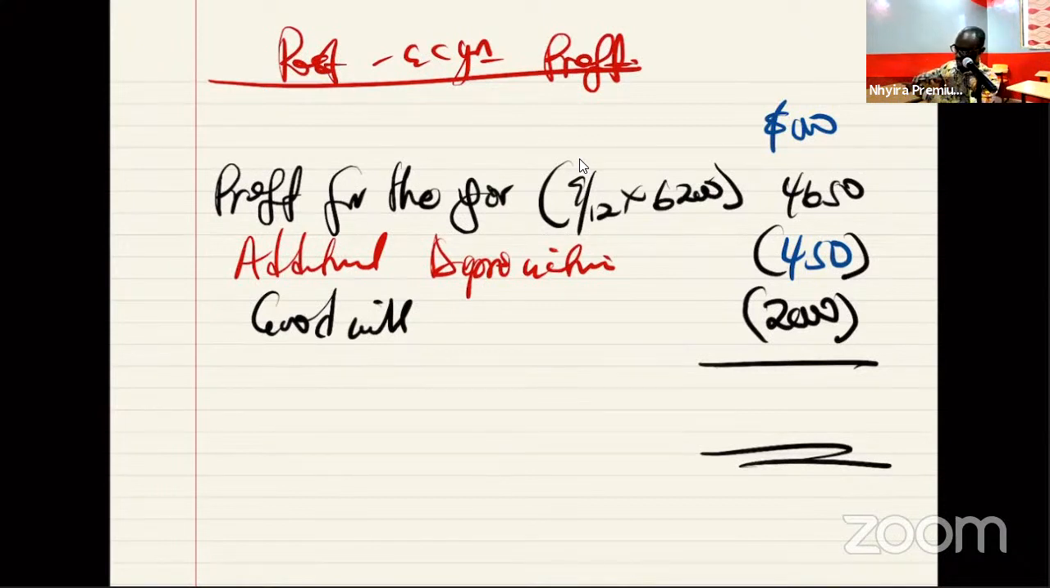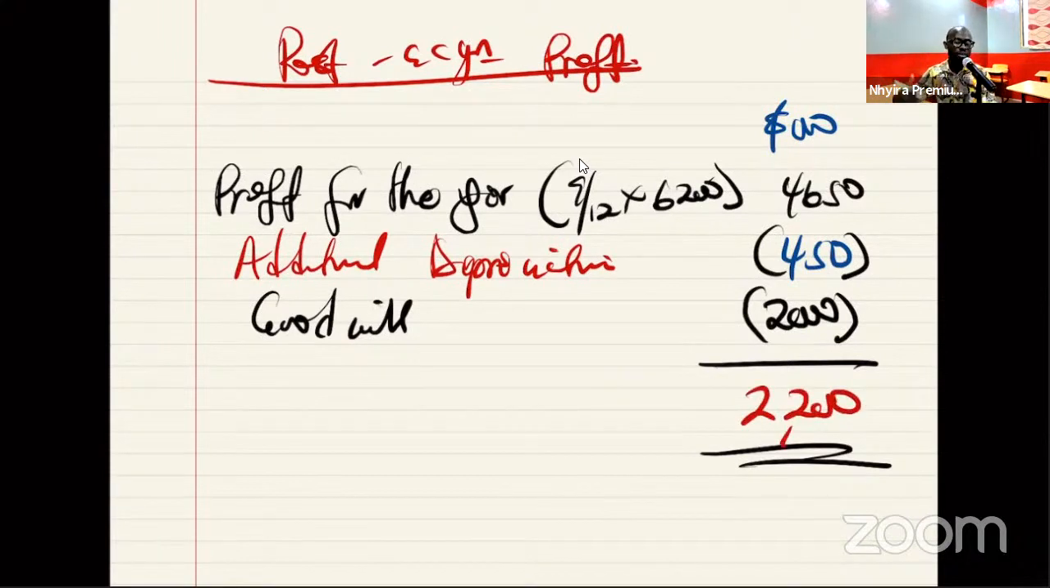And so let's punch that out, 4,650 minus 450, minus 2,000. And that gives us 2,200.